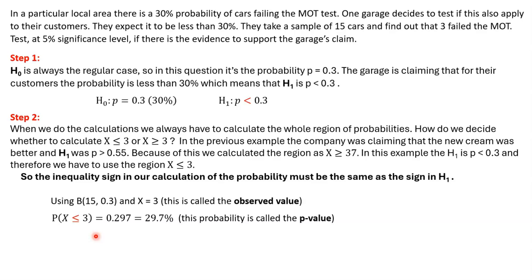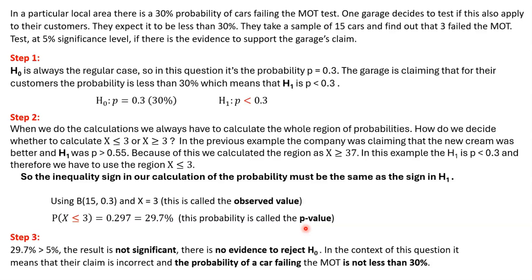So in this question, we've got a sample of 15 cars, so n is 15, P is 0.3, and 3 cars failed. This is called the observed value of the test. So doing the calculations on your calculator, again, you can use the CD button, cumulative distribution button on your calculator. You will get the answer of 0.297. And this probability has got a name. It's called the p-value of the test. And now we can go to the third step.